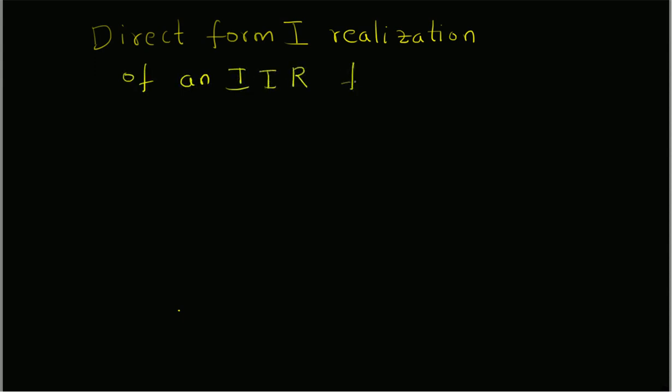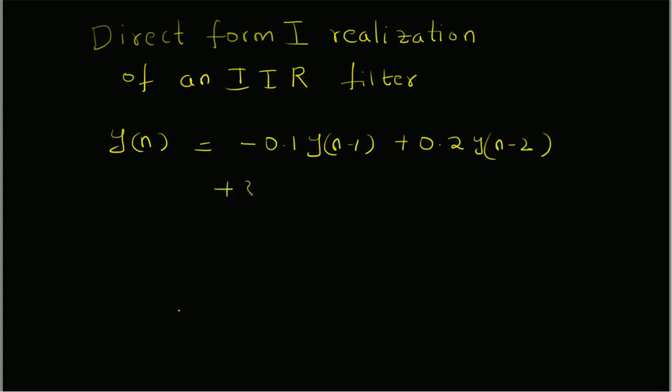So given the system equation, in this we look at an example where we have the system equation y of n equal to minus 0.1 y of n minus 1 plus 0.2 y of n minus 2 plus 3 times x of n plus 3.6 times x of n minus 1 and finally plus 0.6 times x of n minus 2.